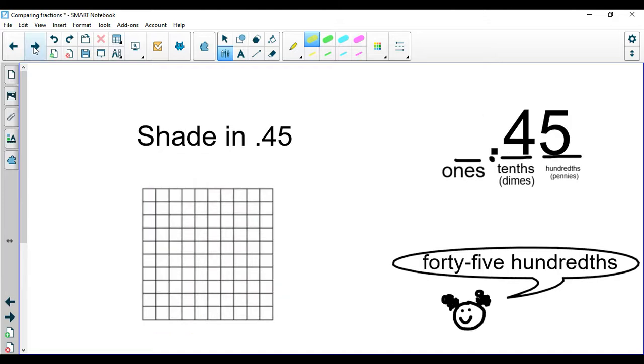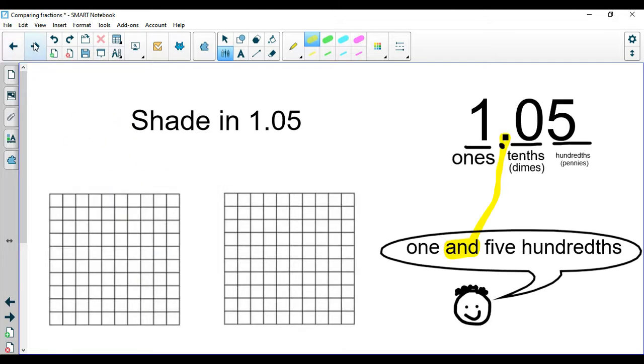6/10. Okay, how would you say this? How would you shade it in? 45 hundredths. Then we shade in 4 columns because that 4 is in the tenths place. And then how many small squares would we shade in? 1, 2, 3, 4. That's my 4/10. 1, 2, 3, 4, 5 small squares there. 45 hundredths. Now let's go to the next one.